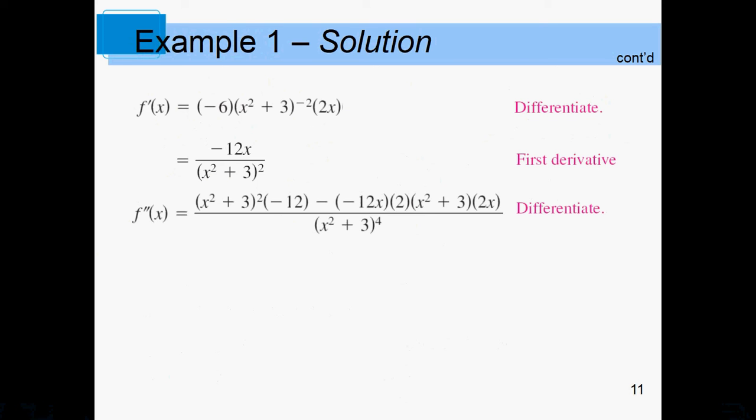So when we clean this up, we distribute the negative 12 through, we multiply and distribute all this through, and it's going to clean up to be 36 times x squared minus 1 over x squared plus 3 cubed. That's a huge leap. So this would be negative 12 times x squared plus 3 squared. Then you've got negative negative is positive.